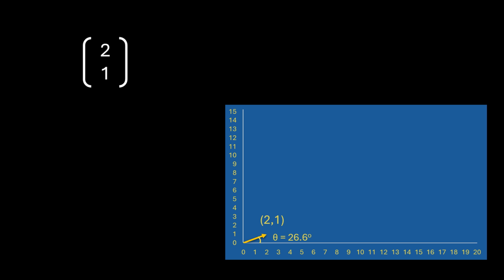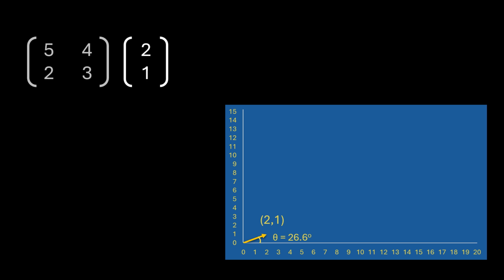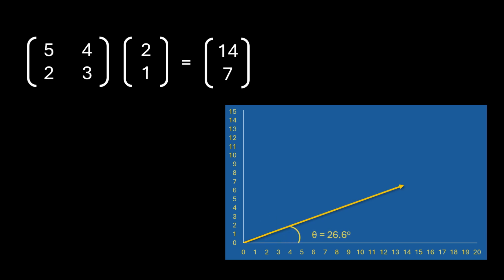Now let's say I have another matrix 5, 4, 2, 3, and I multiply this matrix with the vector. The resultant vector will be 14, 7. And if I plot this new vector 14, 7, it will look like this. Its length has increased. The new coordinates are 14, 7, but its angle still remains the same, 26.6 degrees.